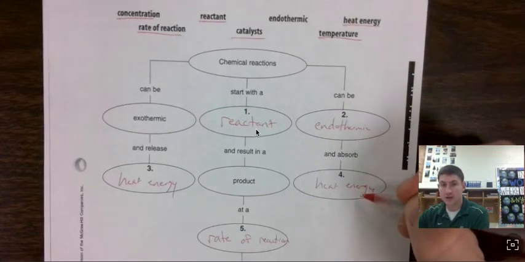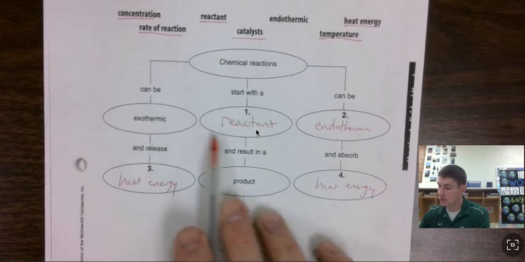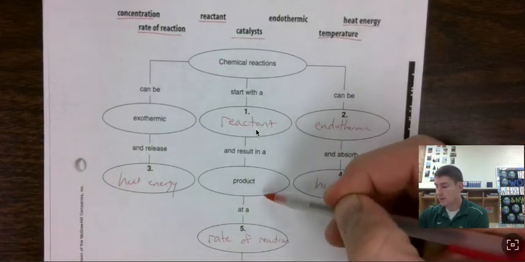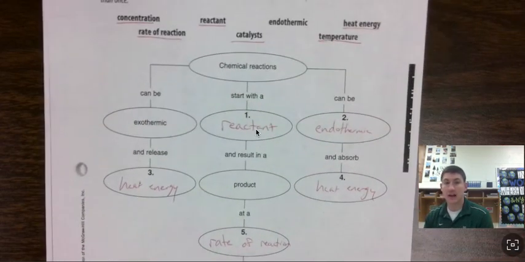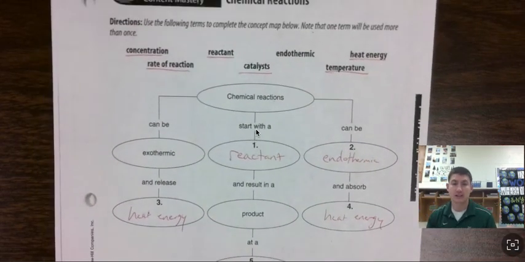So there's another example of that. Chemical reactions can be exothermic or endothermic. They are a reactant and product, and they have a rate of reaction that is influenced by these factors. If you've got that knowledge down, you've got a pretty good grasp of all of the concepts that we learned in Chapter 7.